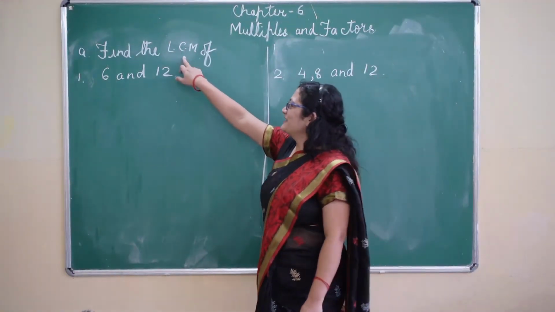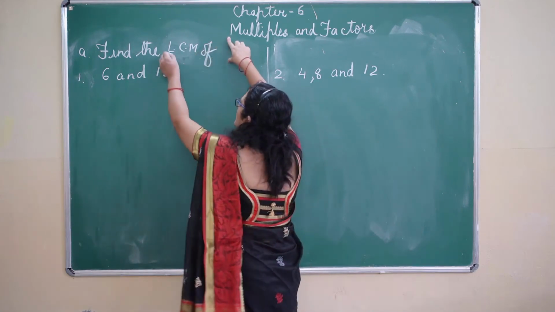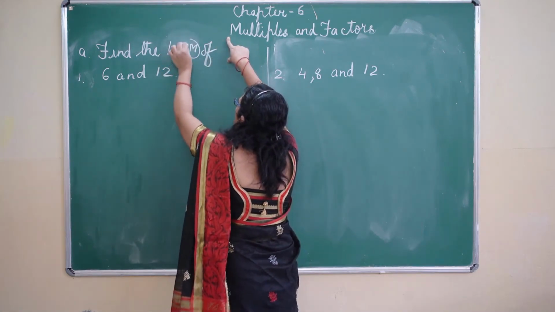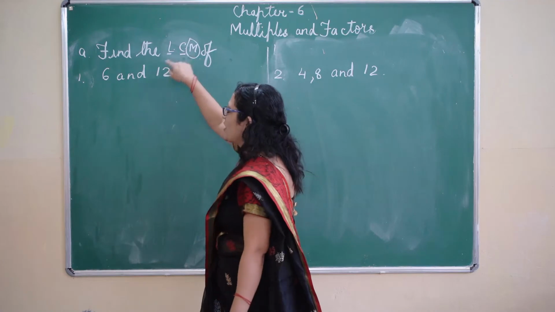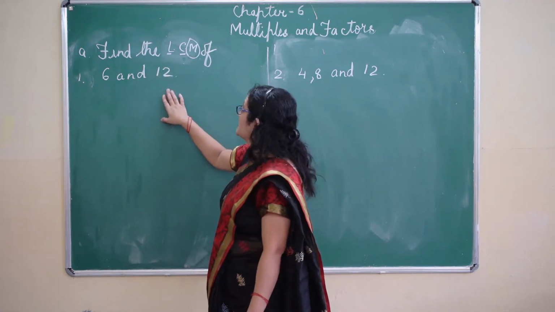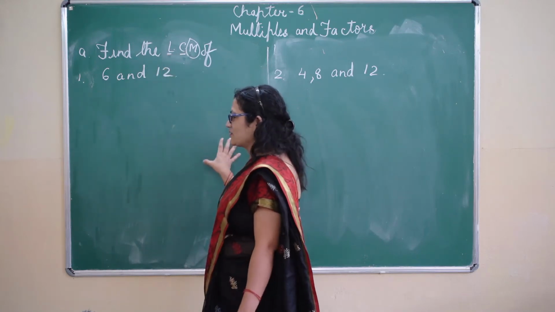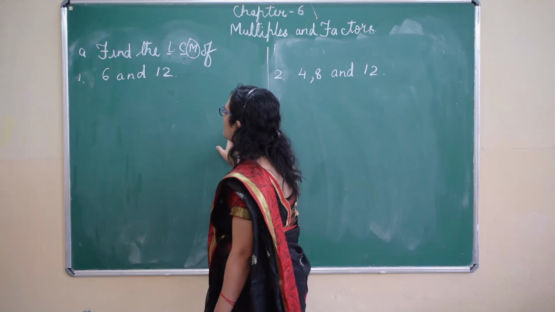Now we will do LCM. Find the LCM of 6 and 12. LCM means lowest common multiple. Multiples means the table of 6 and 12. We have to write the tables of 6 and 12. Lowest means the smallest among the common ones. We will write the lowest as the LCM.